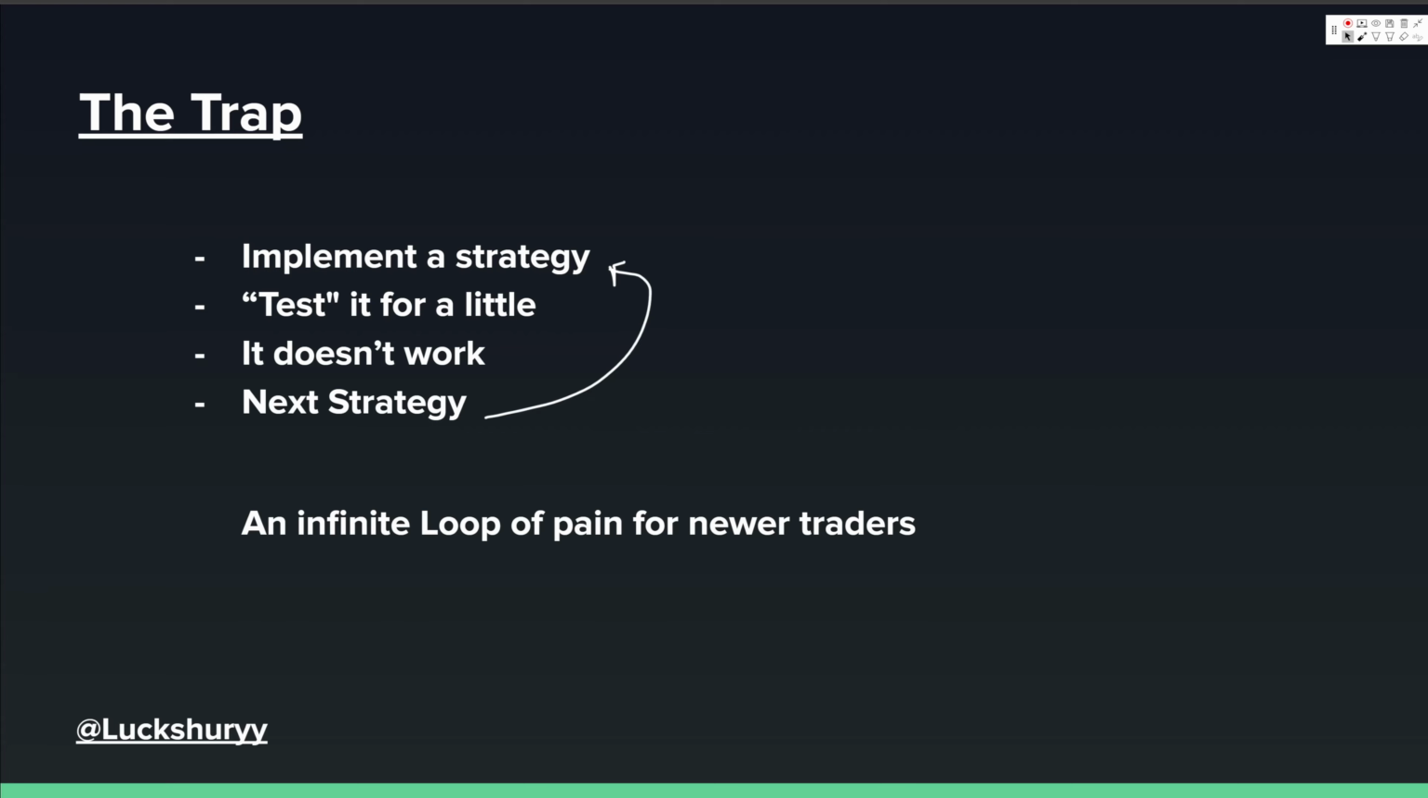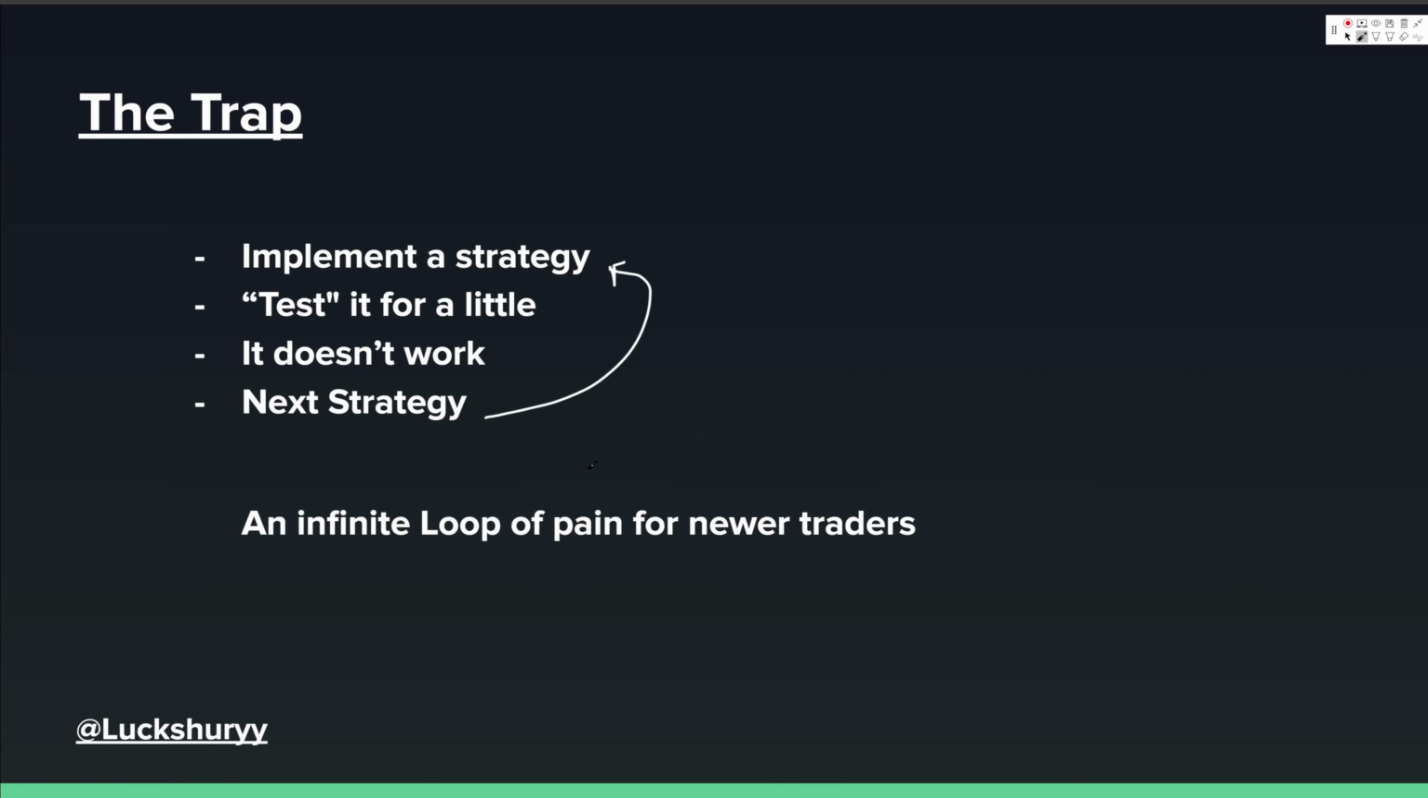The trap essentially is implementing a strategy. You find the strategy you want to test. You then test it for a little while. If we just put the little pointer on here, you test it for a little while. It doesn't work. You move on to the next strategy. You fall into this rut of consistently implementing new strategies just to find out it doesn't work and moving on to a new one. It's a very infinite loop, something that will not get you consistency over the long term because you're constantly chopping and changing what's working, what's not working. And let's get into how I'd recommend getting out of it.